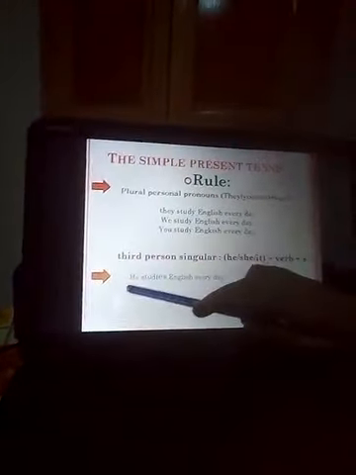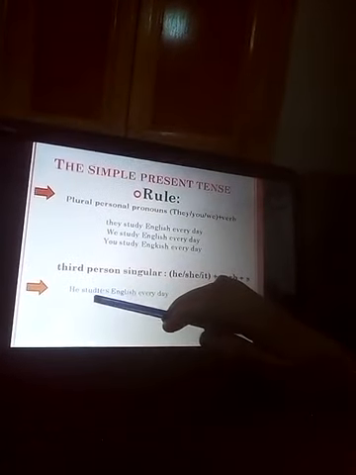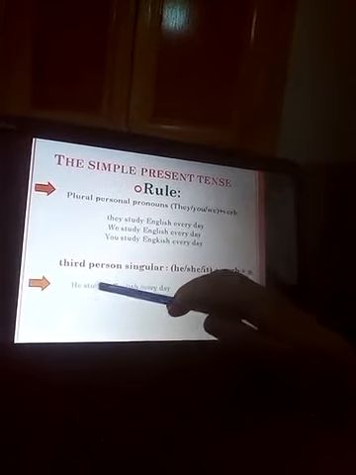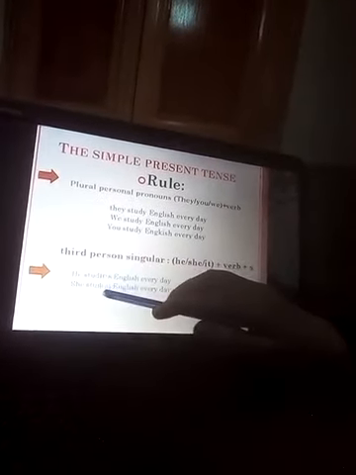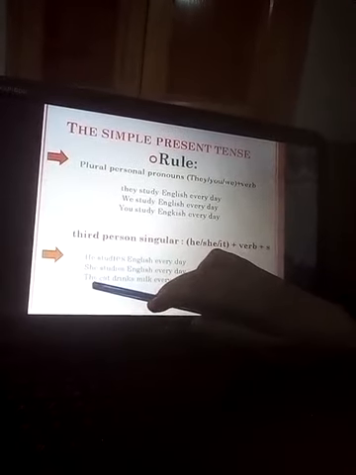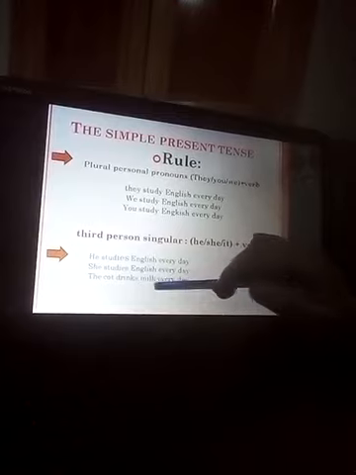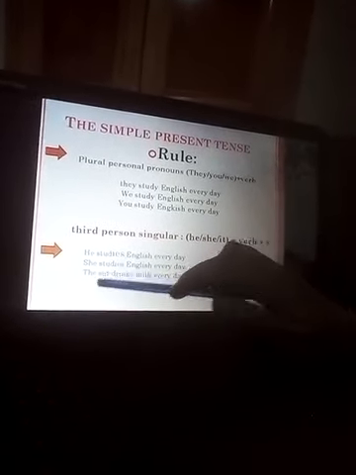So we have he studies English every day. So what have we added here to the verb? We have added IES. She studies English every day. And the cat drinks milk every day. The cat is an animal. So what is the personal pronoun that replaces the animal? The cat. The personal pronoun that replaces it is it.